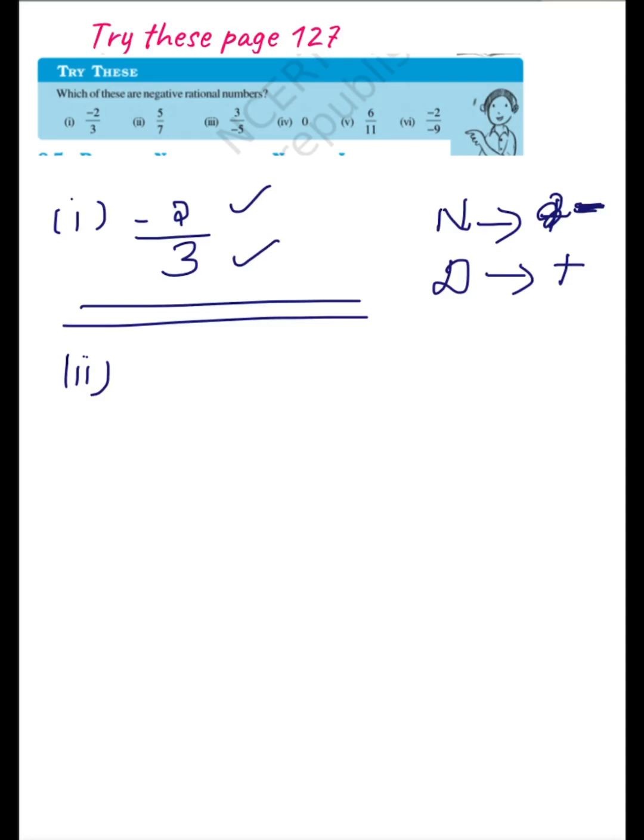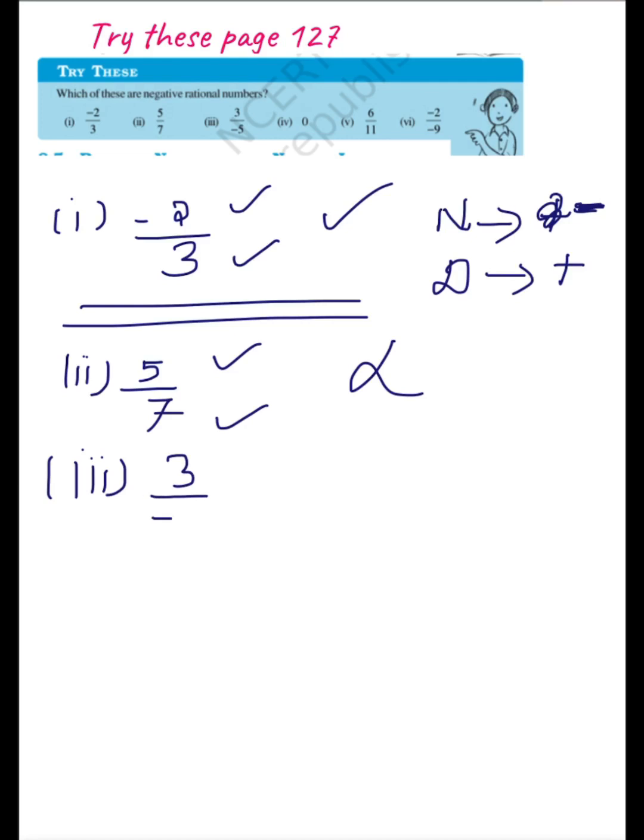In the second one, you can see that it is 5 by 7. Here the second condition is okay, that is, the denominator is positive, but the numerator is also positive, which means that this is a positive rational number. It's not a negative rational number. So the second one is not a negative rational number. Okay, now what about the third one?